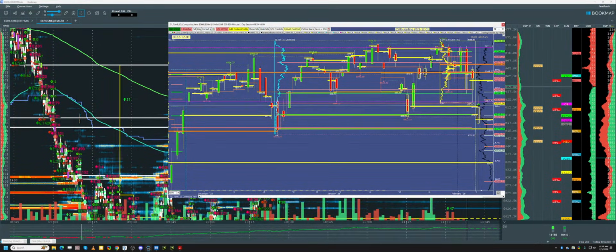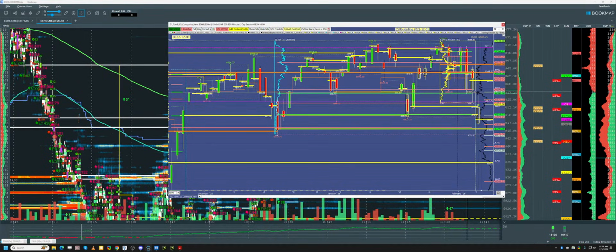I also know, how does the market work? The market goes up to go down. It goes down to go up. It goes up to go down. It goes down to go up. It goes up to go down. It goes down, go up.